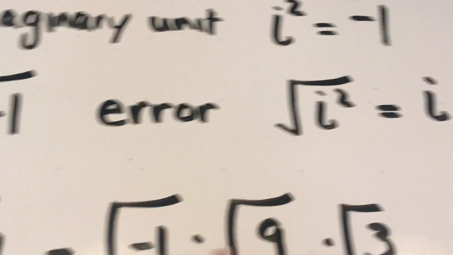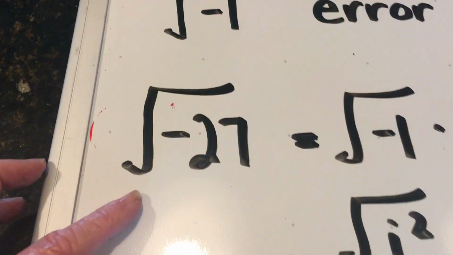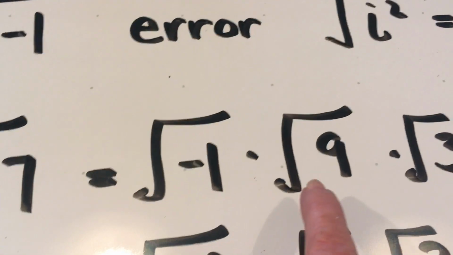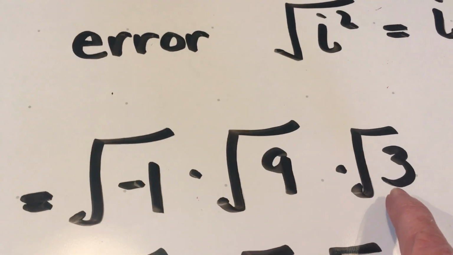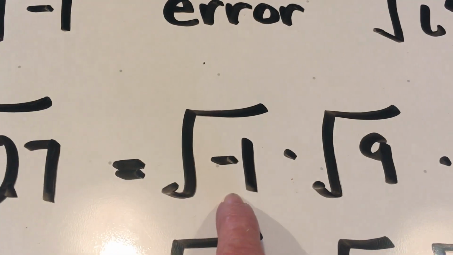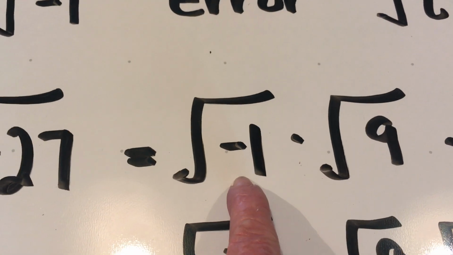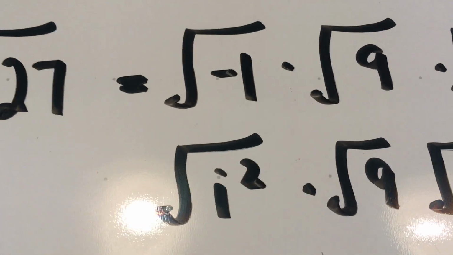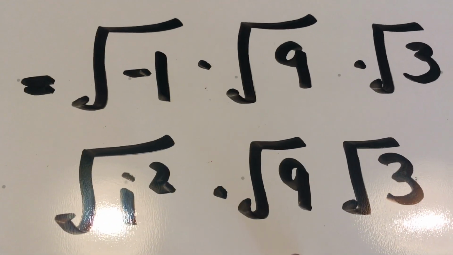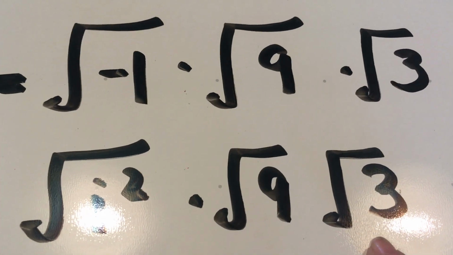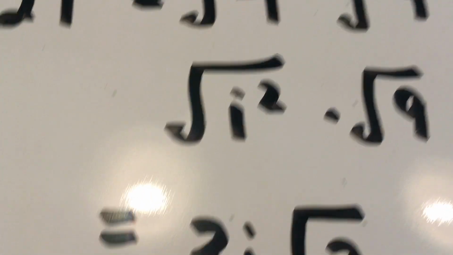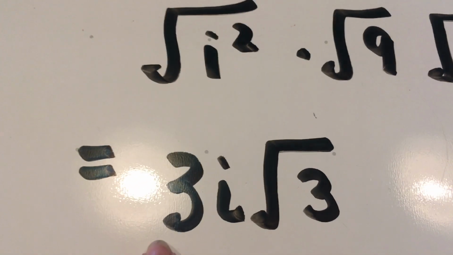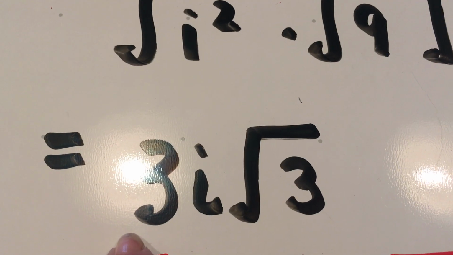So what that looks like with different numbers is if we do the square root of -27, we're going to make that the square root of -1 times the square root of 9 times the square root of 3. We can't have the -1 under the square root, so we're going to change it to its equivalent, I squared. So now we have the square root of I squared times the square root of 9 times the square root of 3. The square root of I squared is I. The square root of 9 is 3, so you end up with an answer of 3I radical 3.